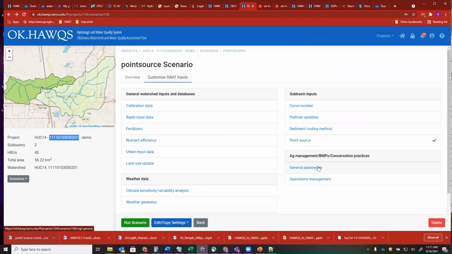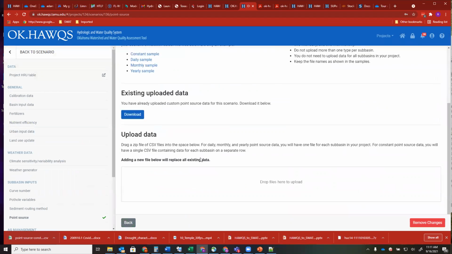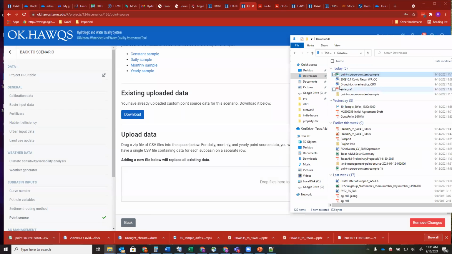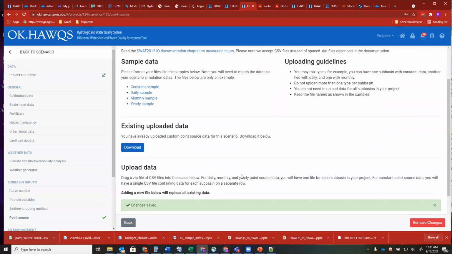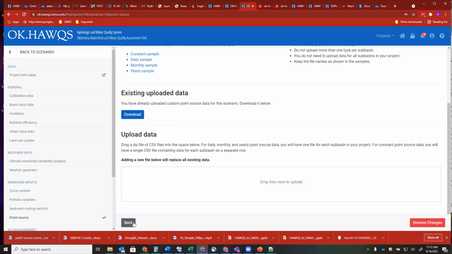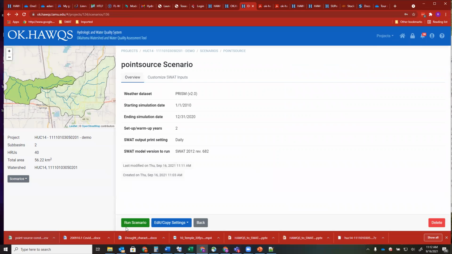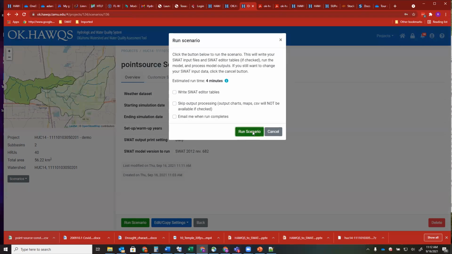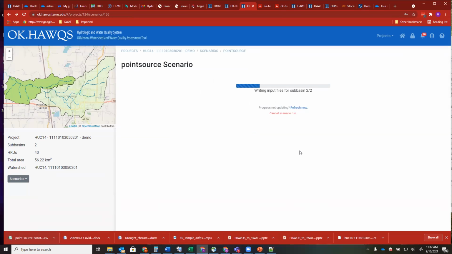Okay, I'm going to go back. Custom download is below. Okay, I'm not going to do that. I'm just going to drop the new one here. Okay, and now I go back and say run. Yep, it ran just fine. So that was the error: the subbasin number got truncated. That's why it crashed.